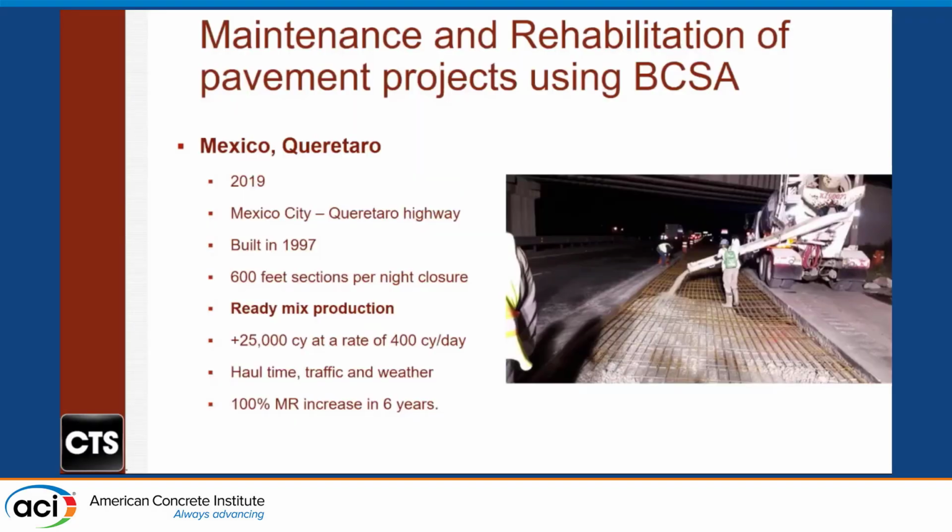I just want to put something outside of the U.S., right? Because at the end, this is a material, this is technology that is not limited to this country. There are multiple applications and projects that we get involved in abroad. This one was in Mexico, a really important highway between Ciudad de Mexico and Querétaro. This was rehabilitated using BCSA, a continuous reinforced pavement.